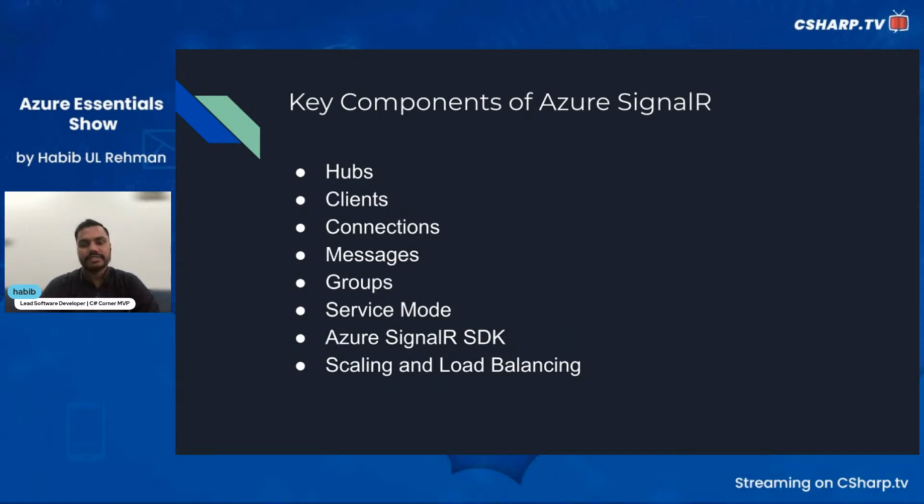And at the end, we have scaling and load balancing. Basically, Azure SignalR service has a built-in mechanism that automatically scales based on connection demands. So Azure SignalR service handles scaling across multiple servers and data centers to ensure real-time connections are maintained as user load increases. So you can even handle millions of requests using Azure SignalR service.